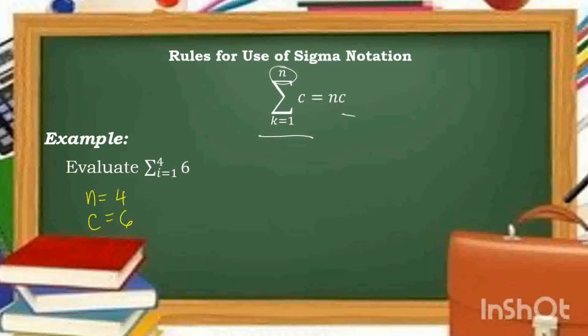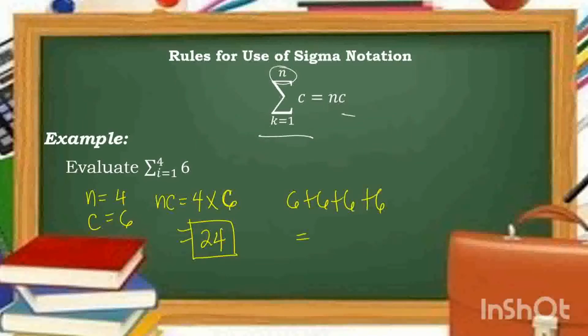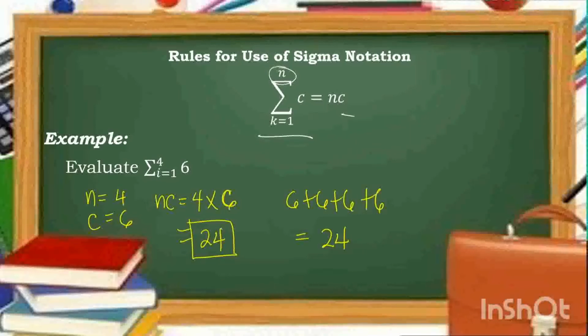So we will just multiply 4 and 6. n times c is 4 times 6, which is equal to 24. So the sum is 24. This is just the same as 6 plus 6 plus 6 plus 6, which is equal to 24.